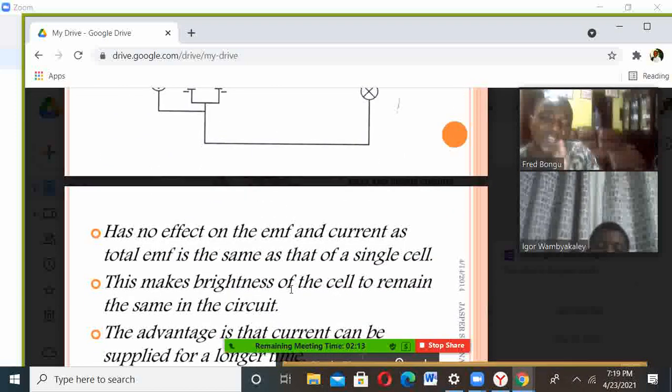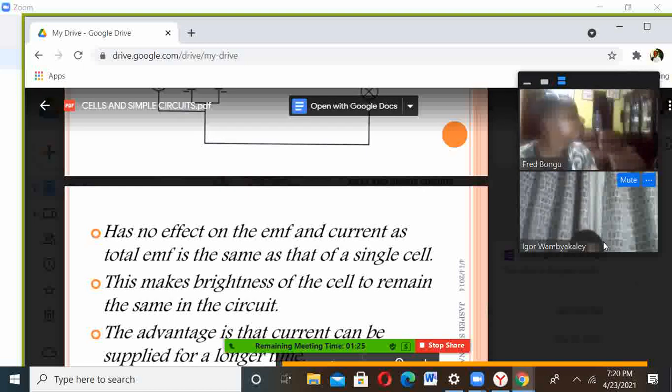Now, when we connect in parallel, the EMF is not affected. Even if we have 1 million plus cells, the EMF remains 1.5. So if we have an experiment whereby we want 6 volts, even if we use 1 million cells, there's no way we are going to have 6 volts by this kind of connection. Therefore, it's not preferred. The brightness remains the same, whether you're using 1 cell or 1,000 cells. You cannot change the brightness of a bulb by adding cells because the total EMF is the EMF of a single cell, regardless of the number.